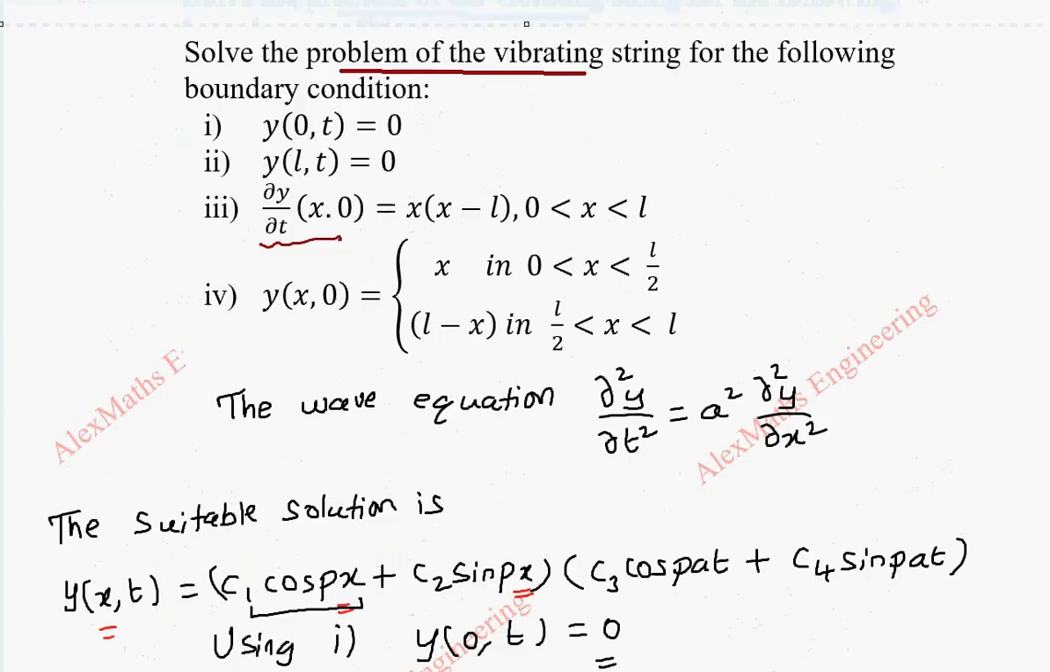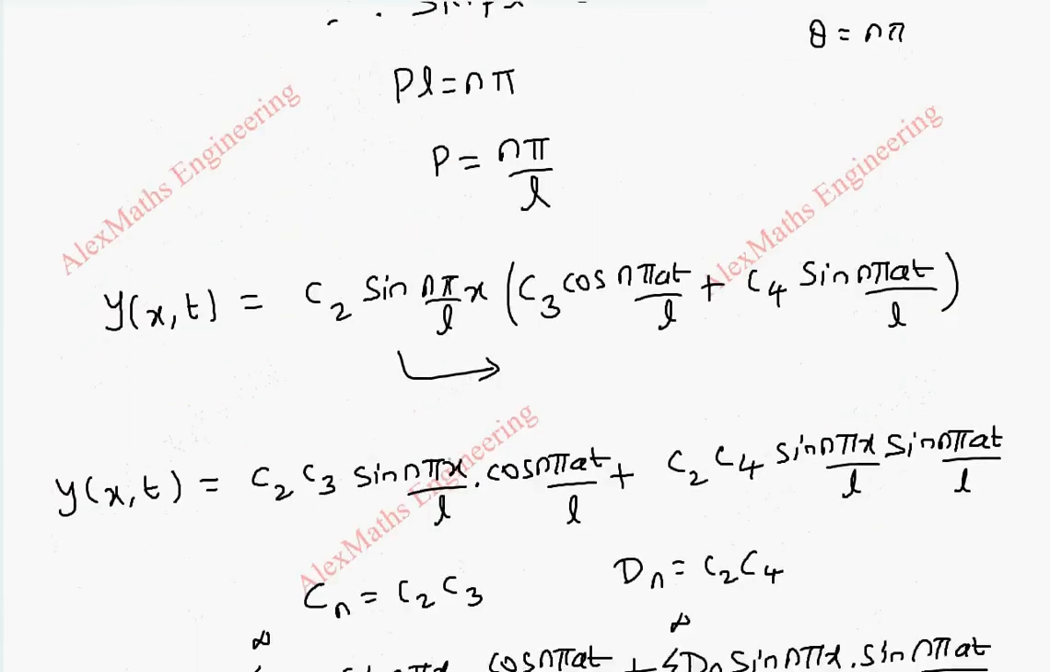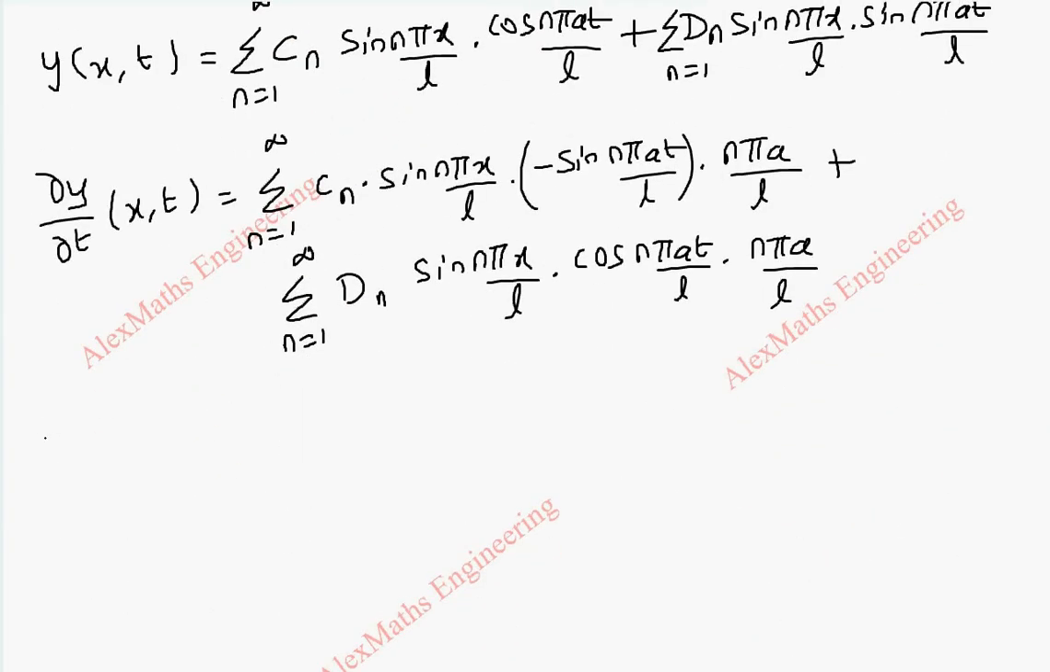Now the condition is we have to take (x,0) and the function is x into (x minus L). Let's use t as 0 here, that is ∂y/∂t of (x,0) will be, when I put 0 here, sin 0 is completely 0 and cos 0 is 1.